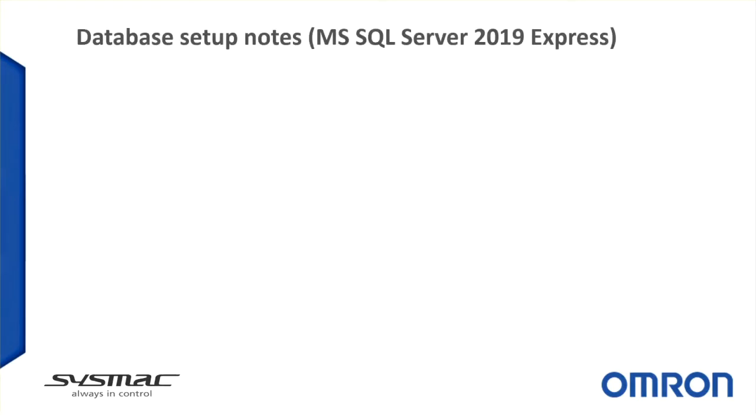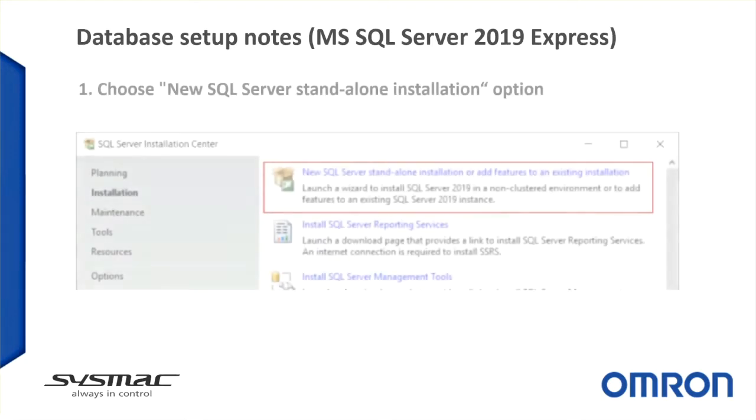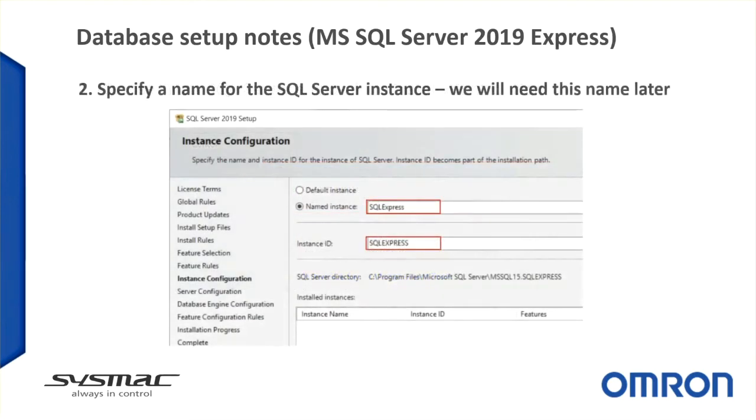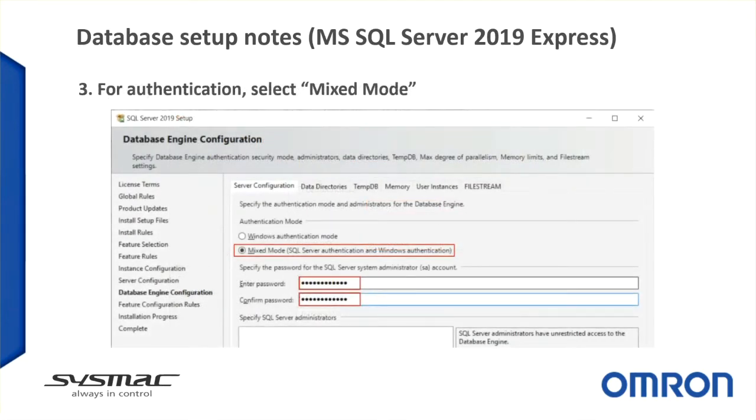Some notes on installing a database instance, specifically with Microsoft SQL Server 2019 Express. When installing the database instance, choose New SQL Server Standalone Installation and specify a name for your SQL Server instance. You will need this name later. For authentication, make sure to select Mixed Mode, as the NJ and NX controllers don't support Windows authentication. Note that the install process also asks you to create a password for the System Administrator or SA account. You will need this later on, so remember the password you choose.